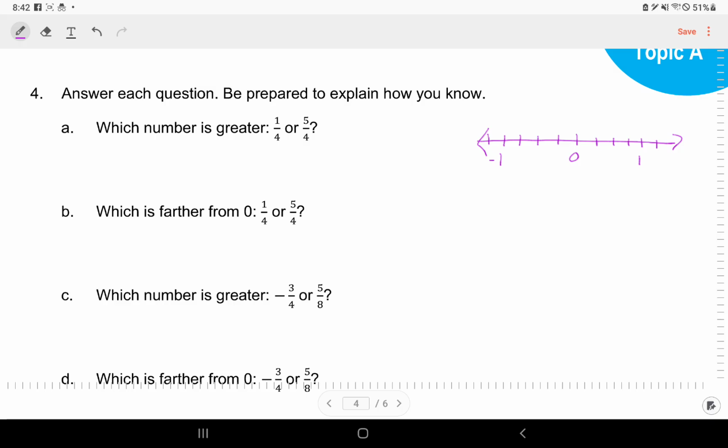Okay. So 5/4 is 1 1/4, and 1/4 is just 1/4. So, which is greater? 1/4 or 5/4? Well, 5/4, because it is farther right, which is farther from 0. 5/4.